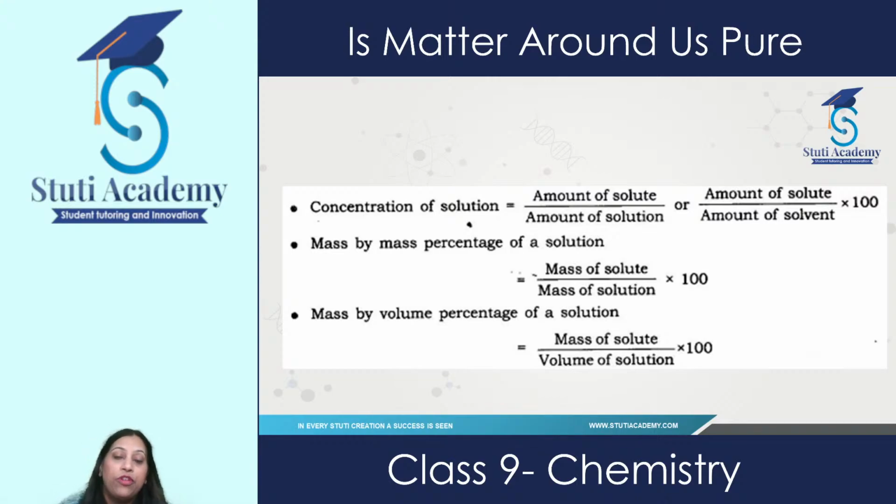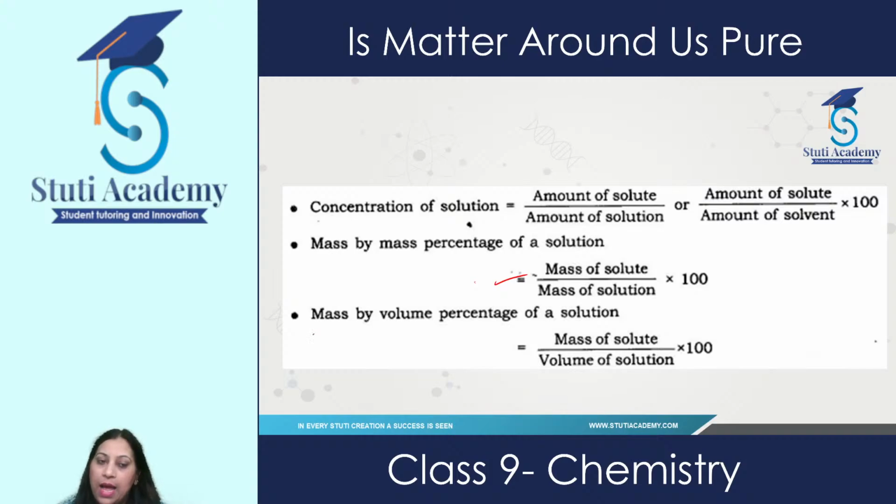First of all, if you need to find out the concentration of a solution, how will you find it? The formula for this is amount of solute upon amount of solution, or you can use the formula amount of solute upon amount of solvent, and multiply by 100. And if you need to find out the mass by mass percentage of a solution, this formula will be used: mass of solute upon mass of solution multiply by 100.